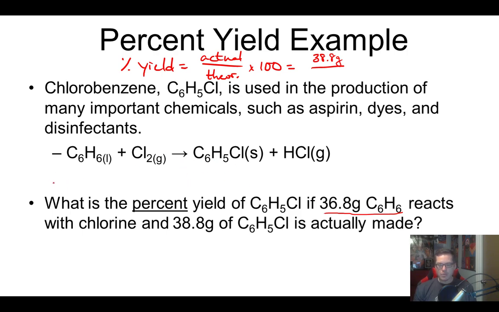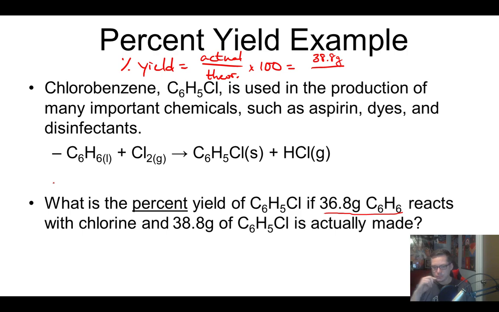So we got to go back to our mole map. We got to go from mass to mass. So we're going to start up top, flip over to part 1, look at your mole map. We're going to go from mass of benzene down to moles of benzene, use the mole ratio to go to moles of chlorobenzene, and then up to mass of chlorobenzene.